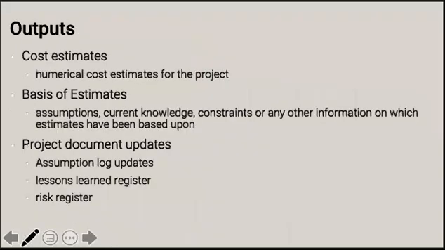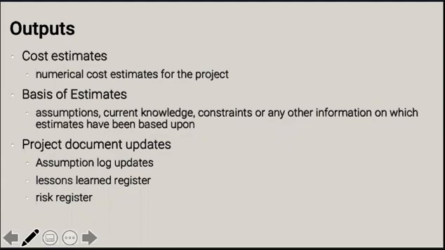When we complete this process, we're going to have 3 outputs. So we're going to have cost estimates, which is essentially the numbers which will tell us how much money in a specified currency our activities, or the cost of the project, is going to be. This could be at the level of the project, or it could be broken down per phase, or broken down to individual work packages.